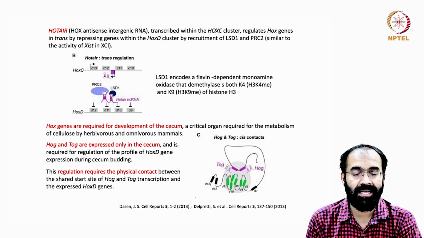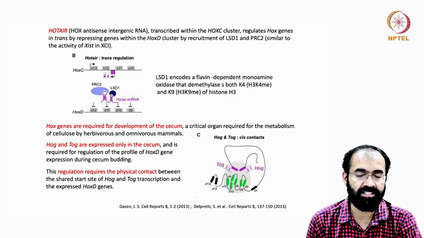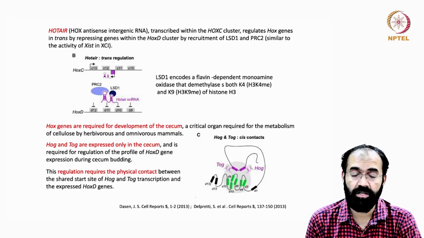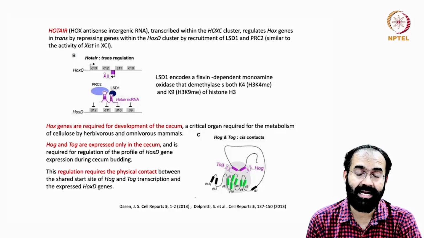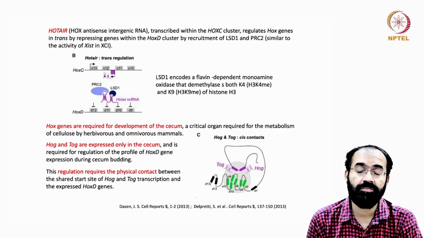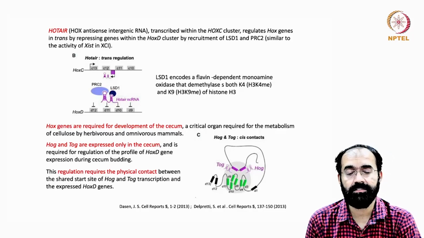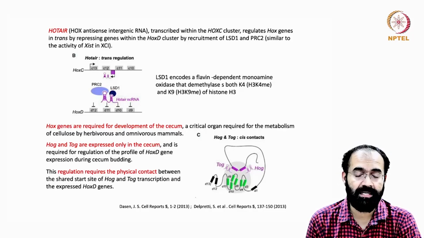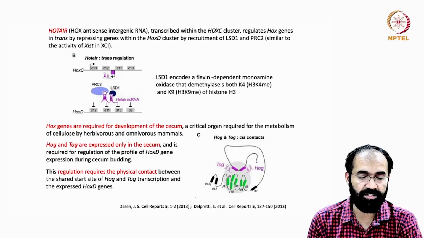LSD1 encodes a flavin-dependent monoamine oxidase that demethylates both H3K4, and we usually refer to that as the H3K4 methyl group, and lysine 9, the H3K9 methyl group of histone 3. So LSD1 is mainly causing the demethylation function.